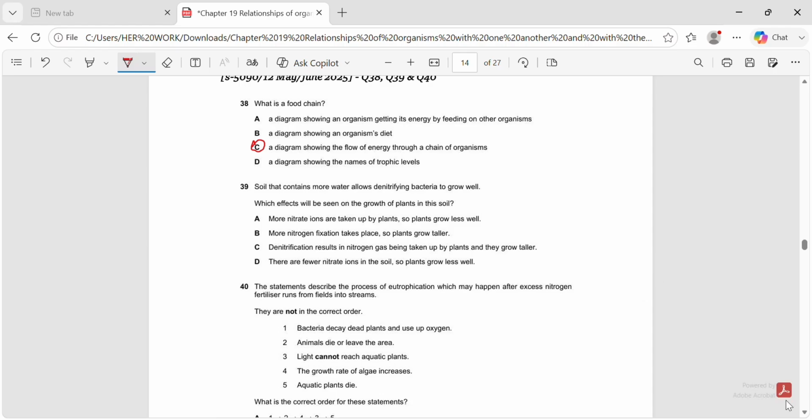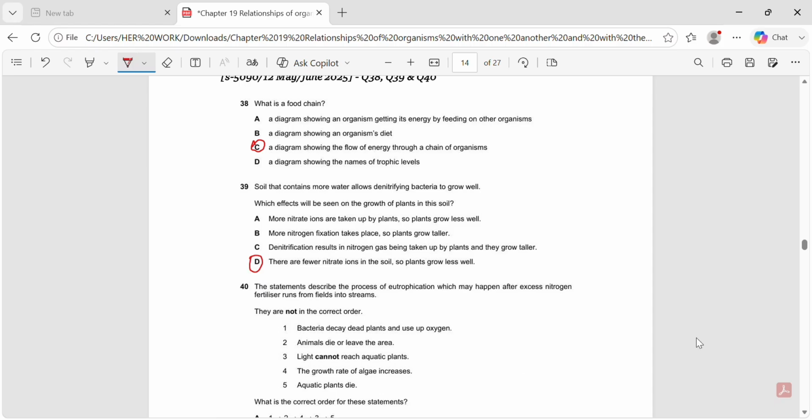Next question asks, soil that contains more water allows denitrifying bacteria to grow well. Which effects will be seen on the growth of plants in this soil? Remember that denitrifying bacteria convert nitrates in the soil into nitrogen gas. As a result, the amount of nitrate available for plants decreases. Since plants need nitrates to make amino acids and proteins for growth, fewer nitrates mean poorer plant growth. So, D is the correct answer because there are fewer nitrate ions in the soil, so plants grow less well.